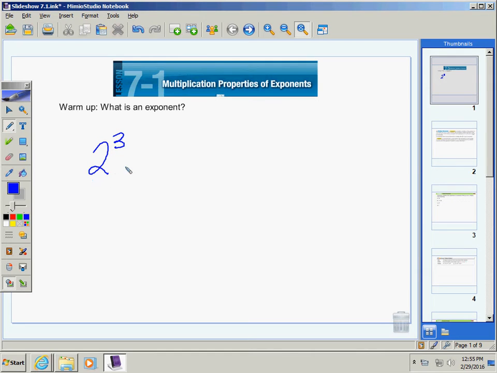be my exponent, the 2 would be my base. And remember that 2 raised to the third power means I'm doing 2 times 2 times 2. It's 2 multiplied by itself 3 times. That's what an exponent is.